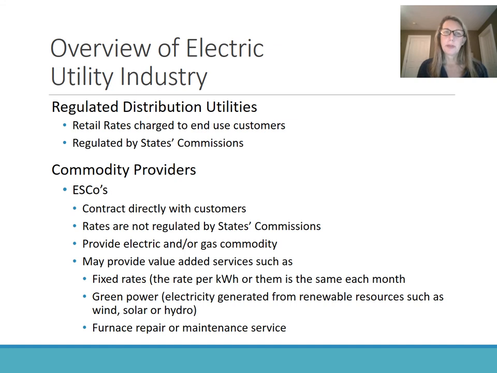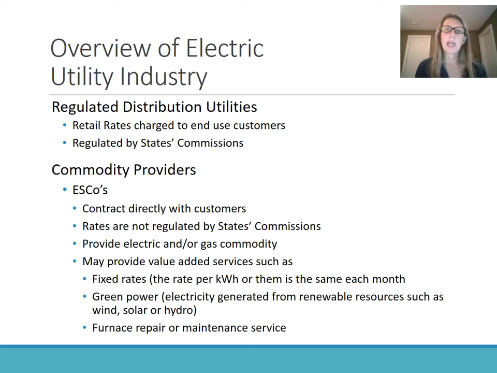Regulated distribution utilities. Their costs are recovered through their retail rates that are charged to end-use customers, regulated by the state's commission. We have a whole section where we'll be talking at length about how utilities recover their retail rates. Then there's commodity providers.